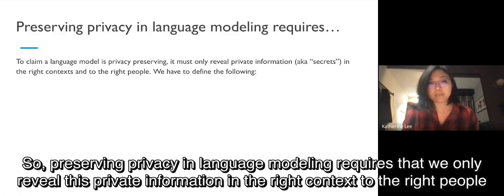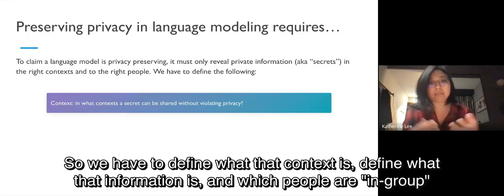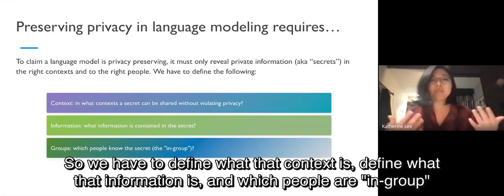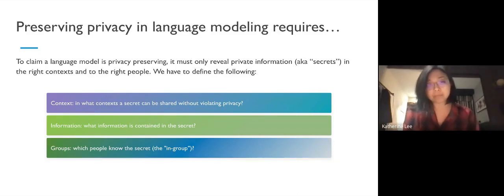So preserving privacy in language modeling requires that we only reveal this private information in the right context to the right people. So we have to define what that context is, to define what the information is, and which people are in the group.